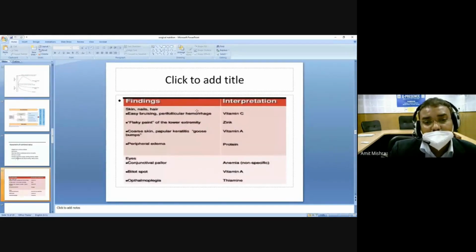So here you can see one of the diagrams I have taken from a book. Usually we start with the assessment of the nutritional status, with the clinical examination of the patient. We examine the skin, nail, and hair, as we have read in medicine books. You find easy bruising or perifollicular hemorrhage, which is characteristic of vitamin C deficiency.